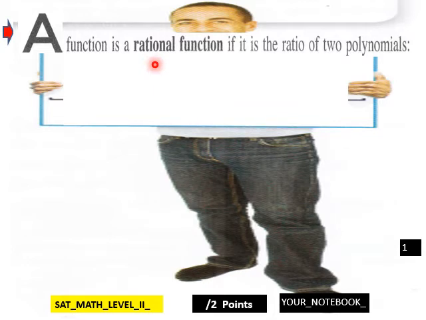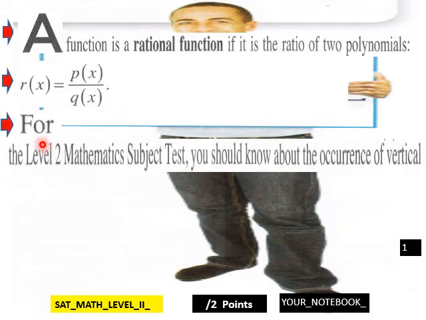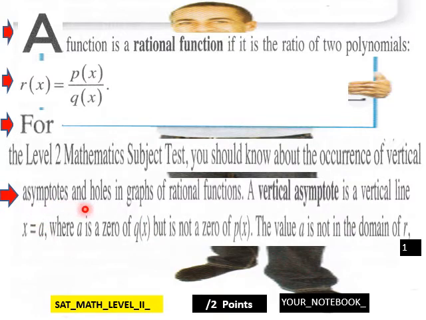A function is a rational function if it is the ratio of two polynomials. So for example, r of x equals p of x over q of x. For the Level 2 math subject test, you should know about the occurrence of vertical asymptotes and holes in graphs of rational functions. A vertical asymptote is a vertical line, such as x equals a, where a is a 0 of q of x, but not a 0 of p of x, okay?